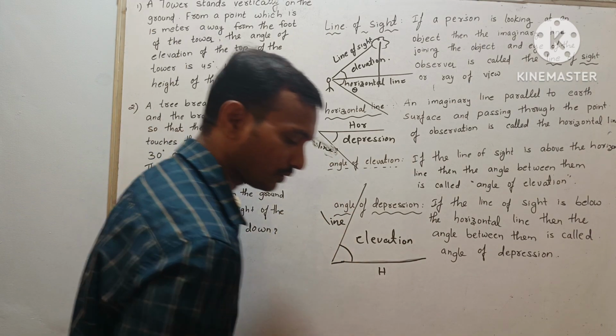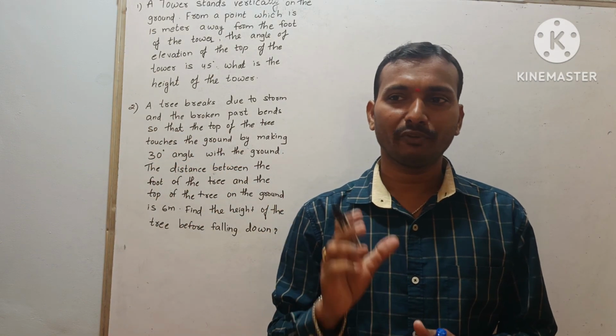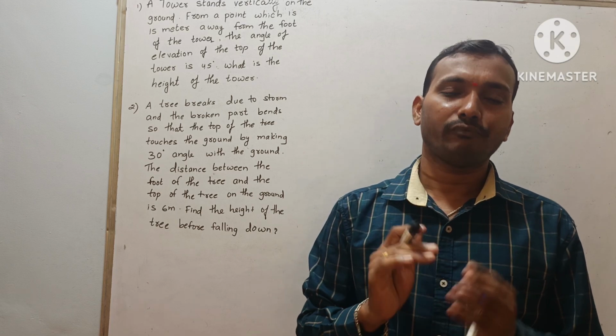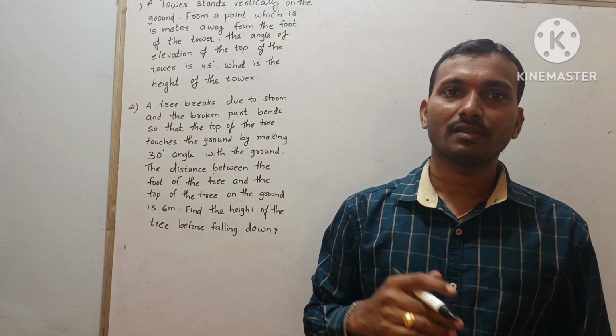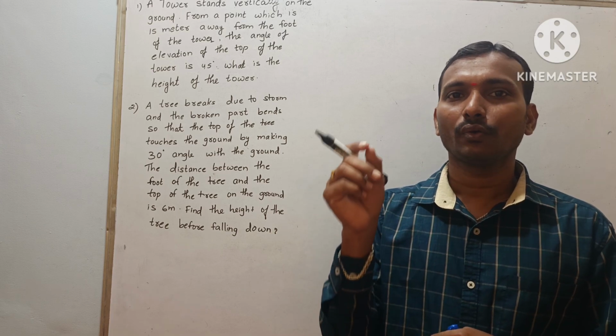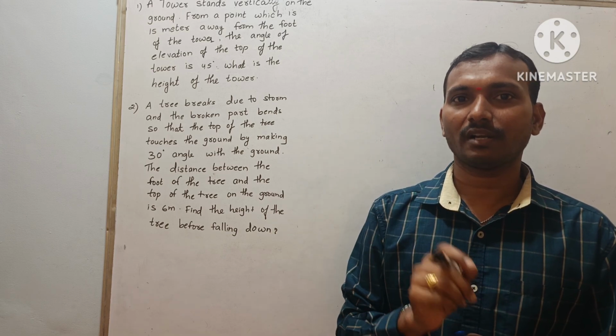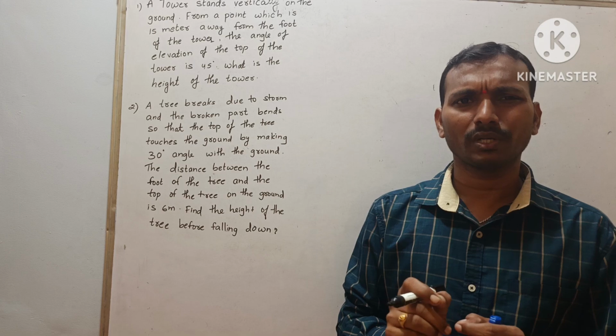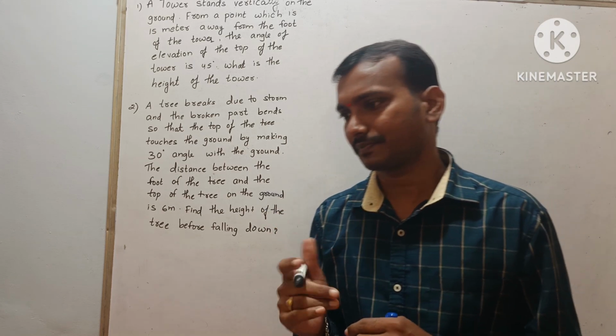So next we will solve the problem. In this chapter, if you want to solve any problem, first we have to draw a rough sketch. First we have to read the information that was given. According to that, we have to draw one rough diagram. From that diagram only we are going to solve these problems.